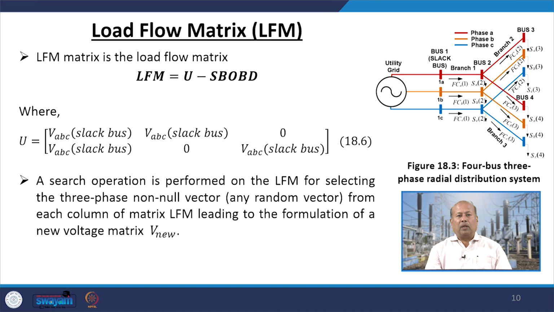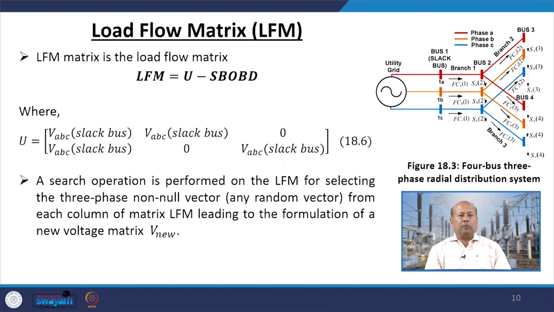Now, the final one, the load flow matrix LFM. LFM is nothing but U minus SBOBD, where U is given by VABC for the slack bus, repeated for each phase row, and 18.6 represents the arrangement of the U matrix. U minus SBOBD will give me LFM.